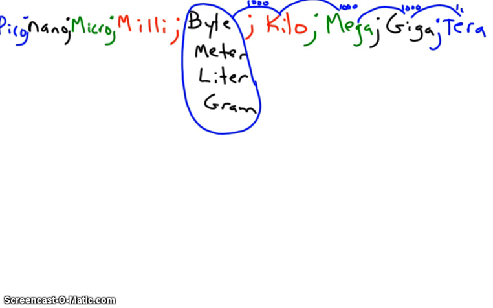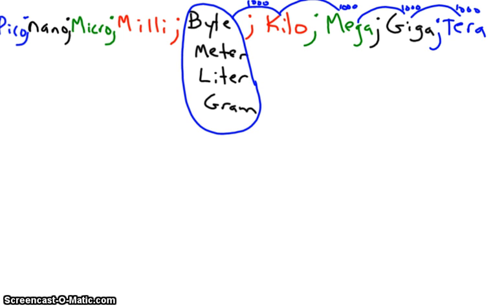So as we see, when we go from a byte to a kilobyte, it went up 1,000. So there's 1,000 bytes in a kilobyte. There's 1,000 kilobytes in a megabyte. There's 1,000 megabytes in a gigabyte. There's 1,000 gigabytes in a terabyte. So you can imagine a terabyte is really pretty big.